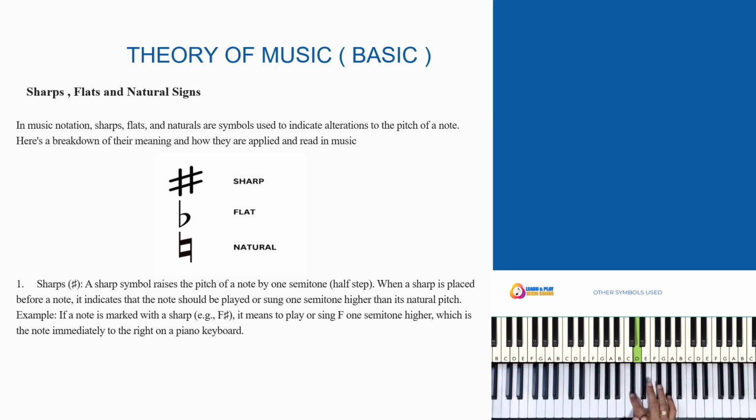Suppose I come backwards. So that is called flat. You are going backwards, you are lowering the sound of the D. D. You went backwards. So that's the meaning of sharp, natural, and flat. So this will be applicable throughout the music with whatever instrument you use.